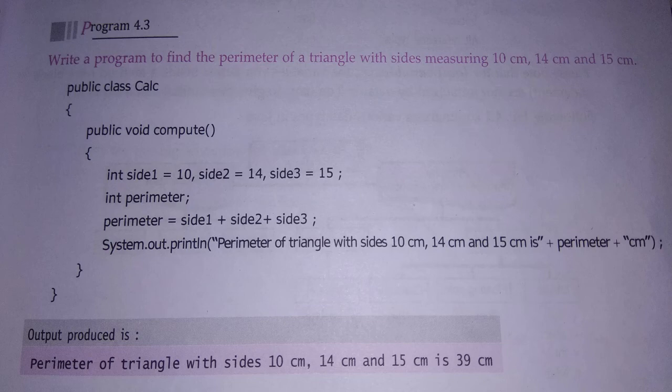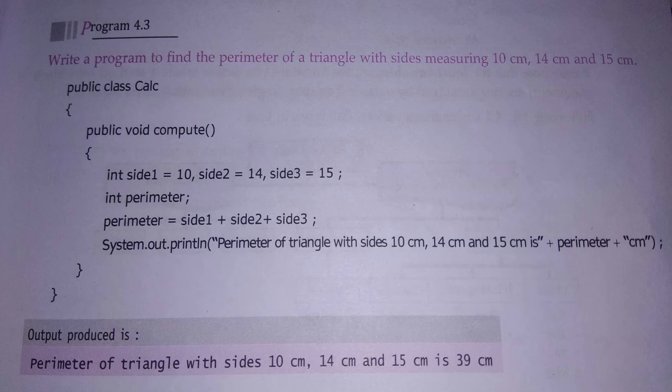How? Int side1 means I am declaring the variable. All are of integer type, that's why I used commas here. And initialization also along with the declaration. Declaration means data type and variable name, but I am doing initialization also: equal to 10, equal to 14, equal to 15. So initialization and declaration both together.